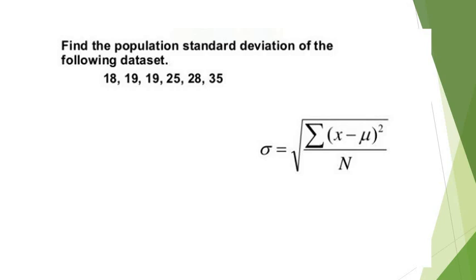This formula calculates the population standard deviation. This symbol, lowercase sigma, is the standard deviation of all values in a population. This symbol, uppercase sigma or capital sigma, is the summation. In other words, we're going to find the sum of all the values that we calculate here.